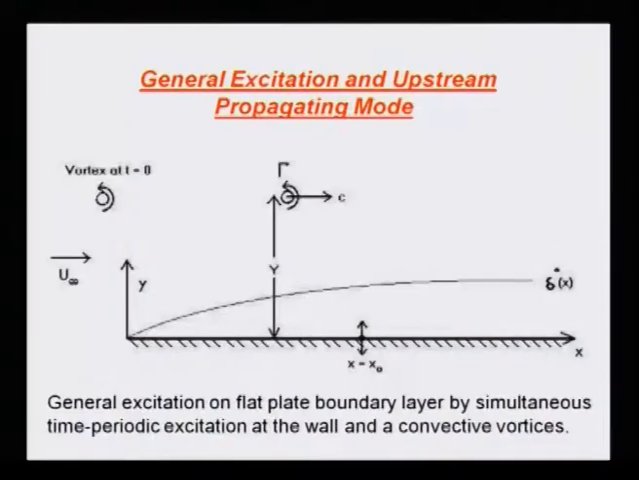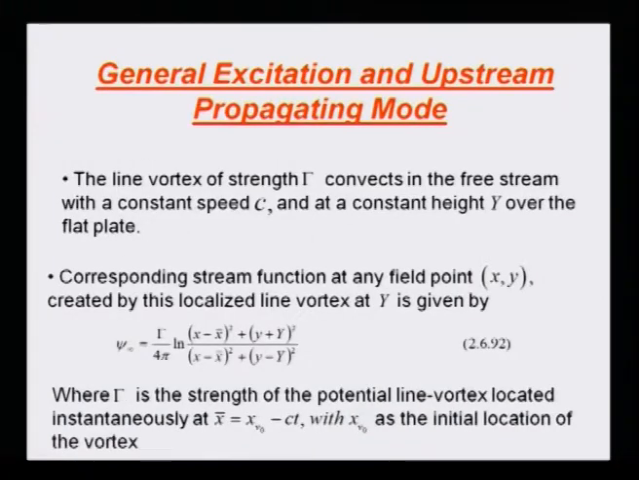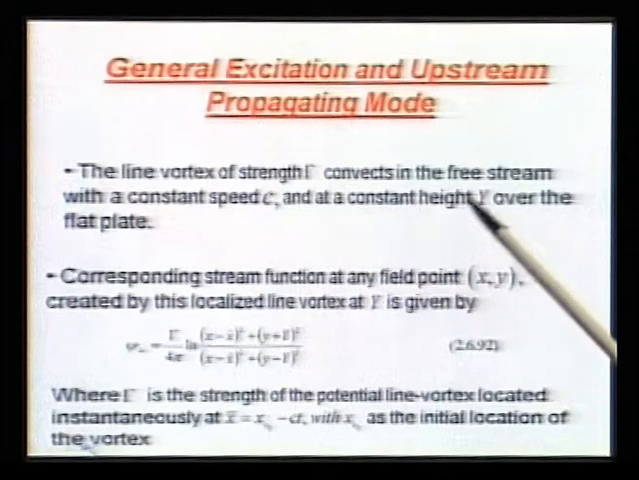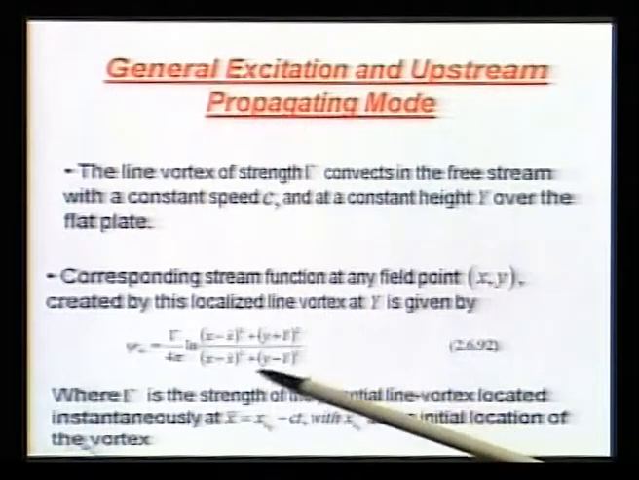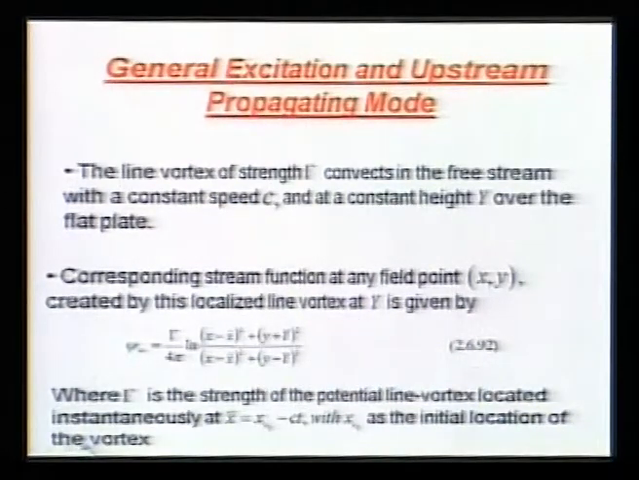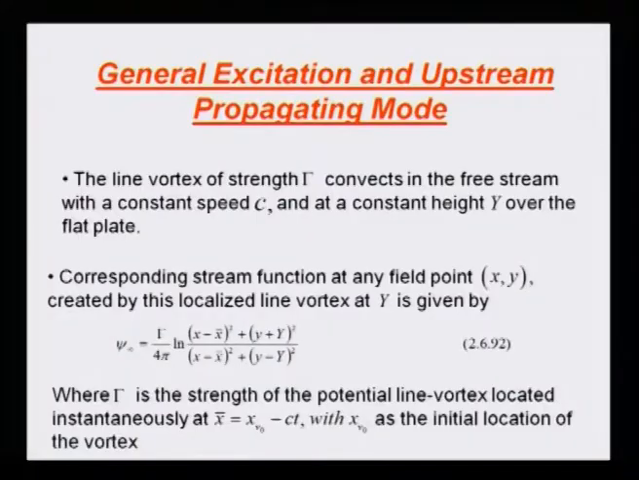Now, what happens to this additional exciter in the free stream, and that is what we have started discussing over the last few lectures. And what we saw is that the existence of that line vortex of strength gamma moving at a constant speed c at a constant height Y gives rise to a disturbance stream function, and this disturbance stream function provides a free stream excitation.